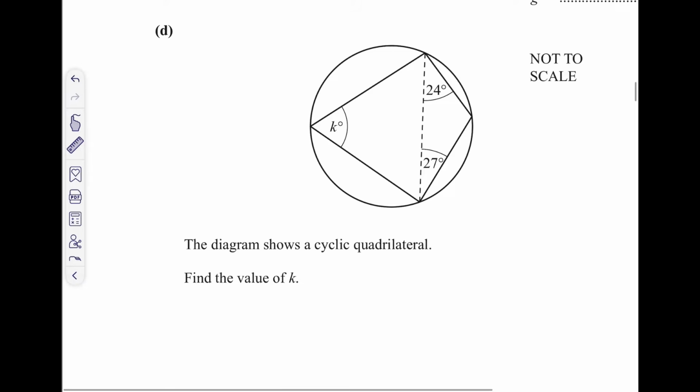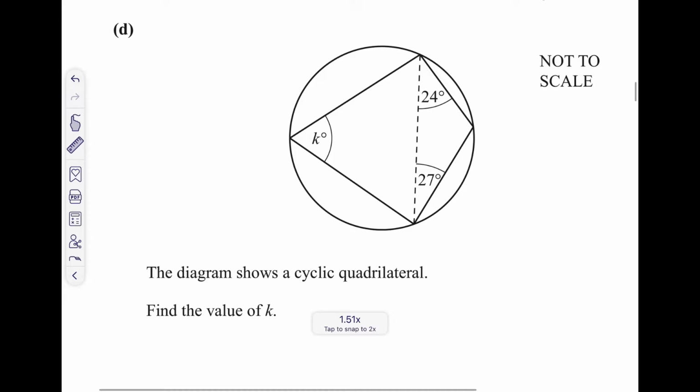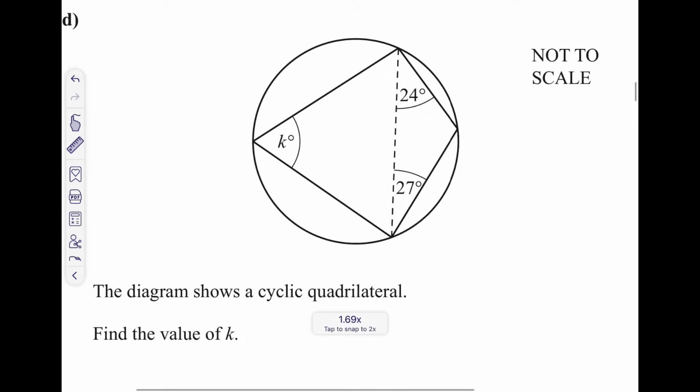Moving on, it says the diagram shows a cyclic quadrilateral. Find the value of K. Now remember, what are the properties of a cyclic quadrilateral? It has four sides which are touching the circumference of the circle, and when there is such a cyclic quadrilateral, the opposite angles will add up to 180. Now they're asking us to find K, so basically the opposite angle is this one.